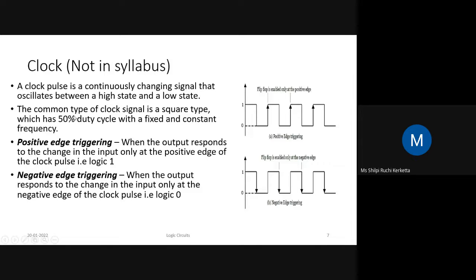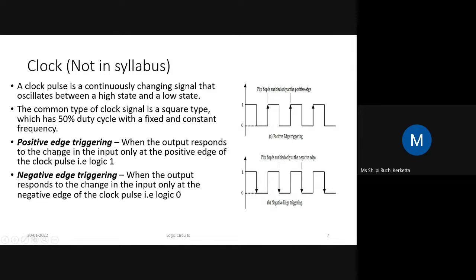So this is a digital pulse. A common type of clock signal is a square type. You can see it is a square type of signal, which has 50% duty cycle. 50% duty cycle means half of the time it will be high and half of the time it will be low. So this is 50% duty cycle with a fixed and constant frequency. All the pulse widths are the same, so the frequency is also the same.